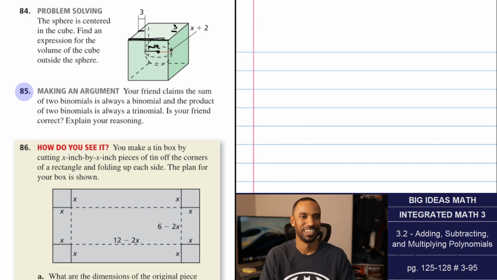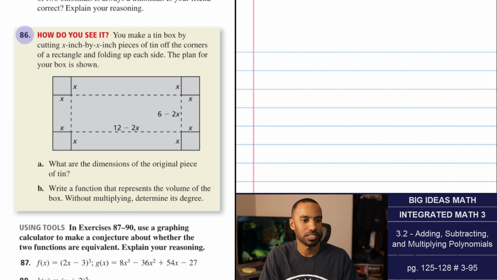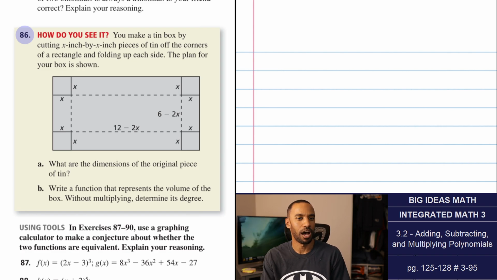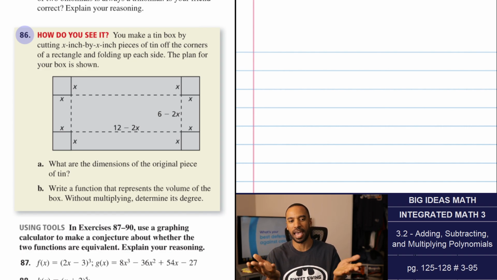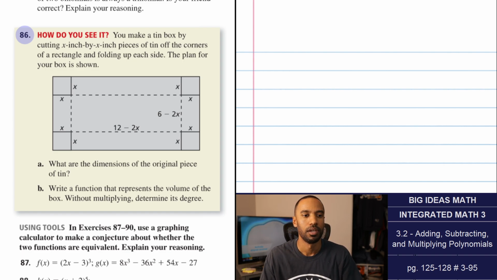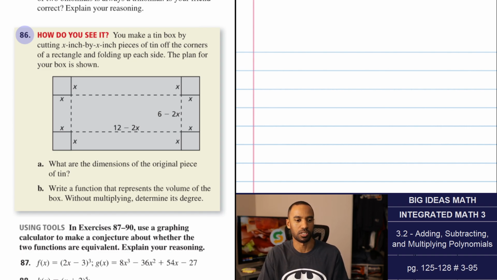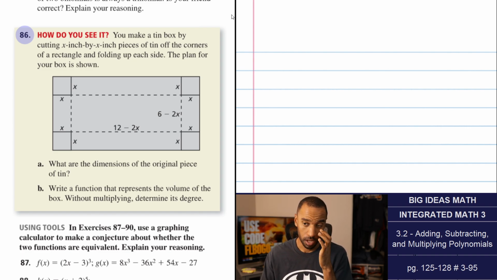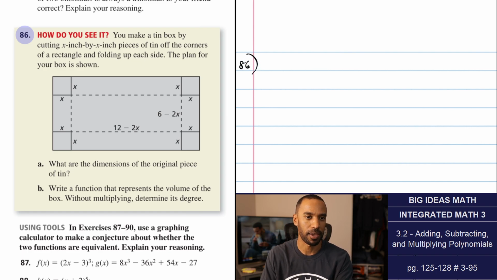Number 86. You make a tin box by cutting x inch by x inch pieces off the corners of a rectangle and folding up each side. The x's come up because the corners are gone, so the sides can line up together. The plan for your box is shown. What are the dimensions of the original piece of tin? And write a function that represents the volume of the box, without multiplying to standard form. Let's copy paste that.